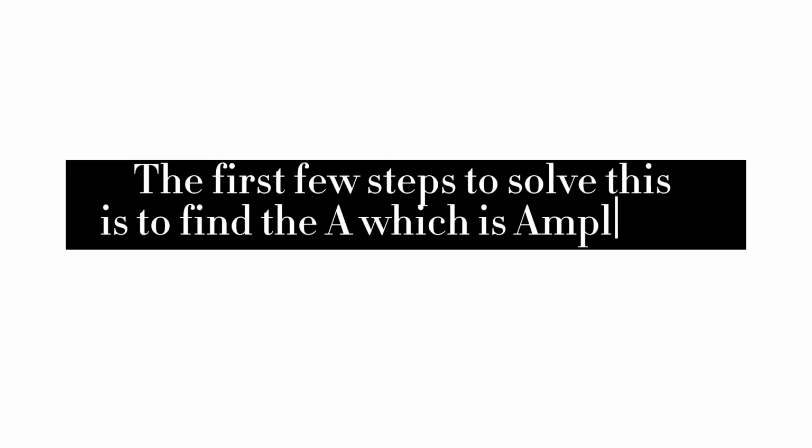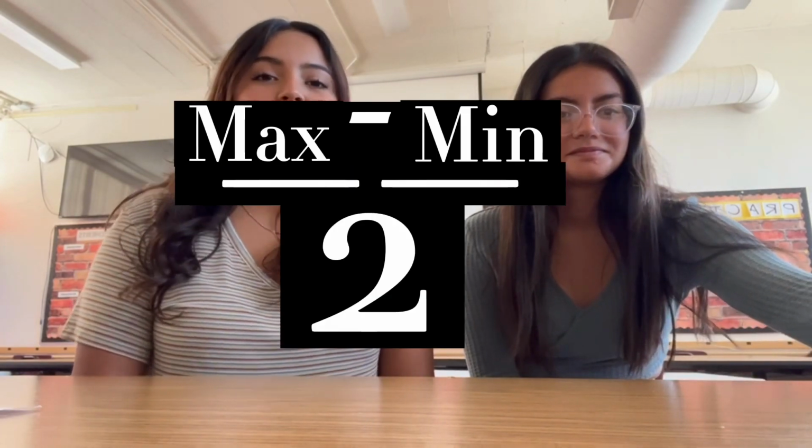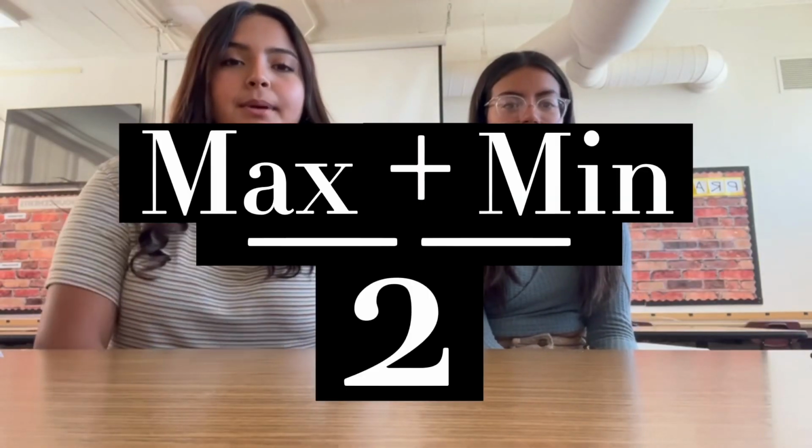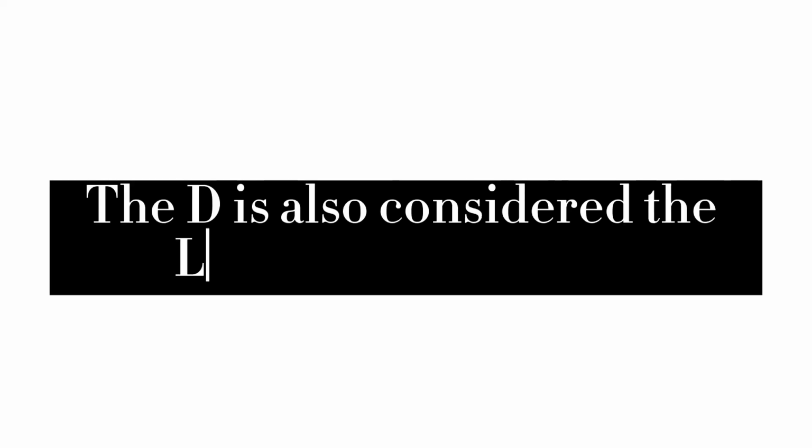The first few steps to solve this is to find a, which is the amplitude. To find a, we had to subtract the min point from the max point and then divide it by 2. Step 2 is to find d. This is what changes the horizontal change. For example, a positive would move it right and a negative would move it left. To find d, you have to add the max and the min point and then divide it by 2. D is also considered the line of equilibrium.